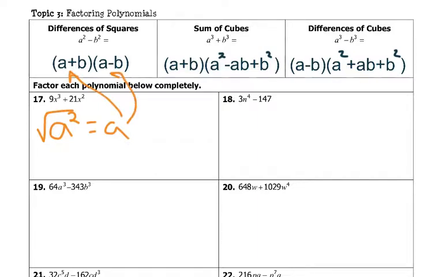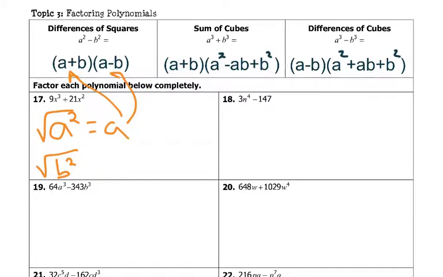We'll go over this again in detail in a second with some examples, but that's how we figure out what a is. And then the second term is b squared, so when we square root the second term, b squared, that's how we end up getting b, and we plug that right back in where we see b.